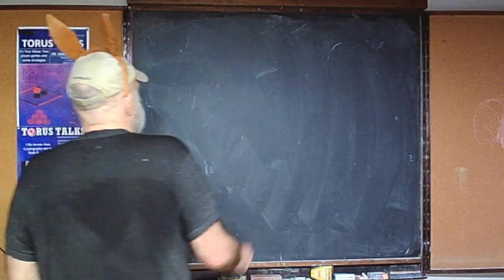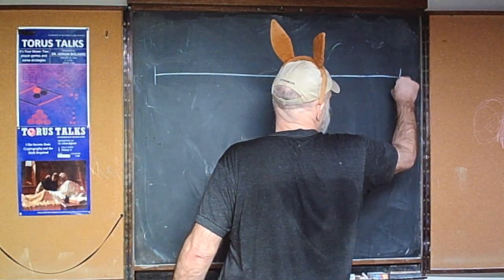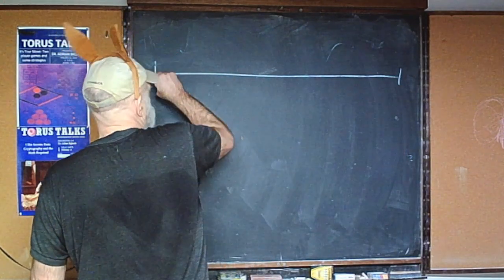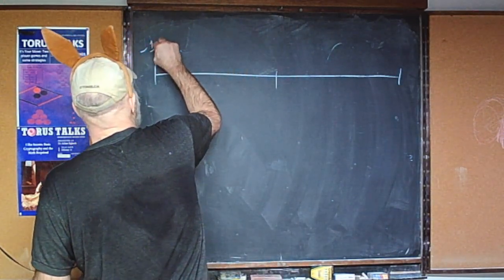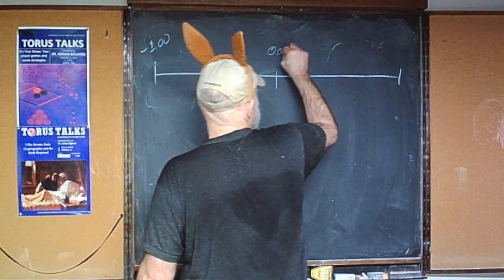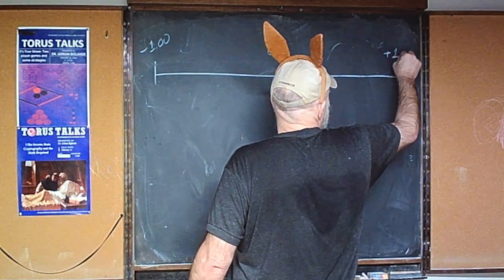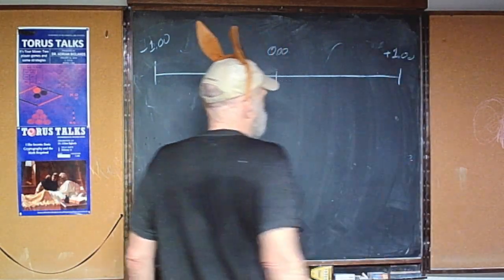All right, let's make the number line I was talking about. Here to here. And we'll have 0 in the middle. So this is -1.00. This is 0.00. And this is +1.00. That's supposed to be a 1, by the way. There we go.